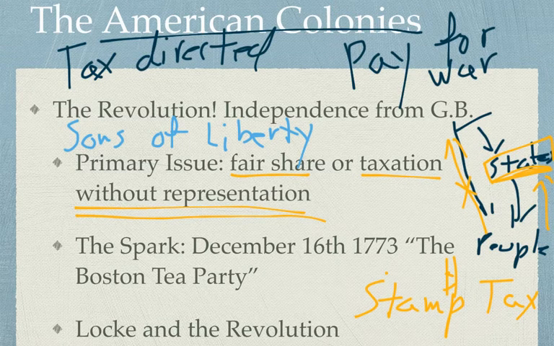What happens is that the Sons of Liberty and these other individuals in Boston dump a bunch of tea in the harbor, but we probably don't know why. The reason they end up dumping all the tea is because the tea is pre-tax. It's been paid.